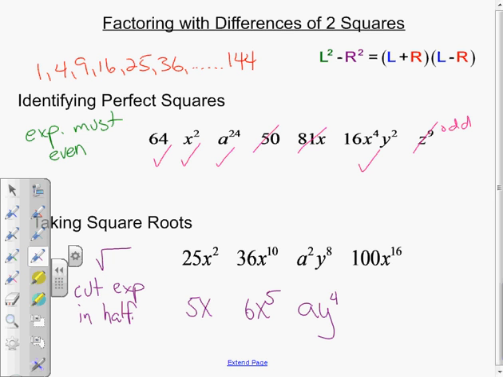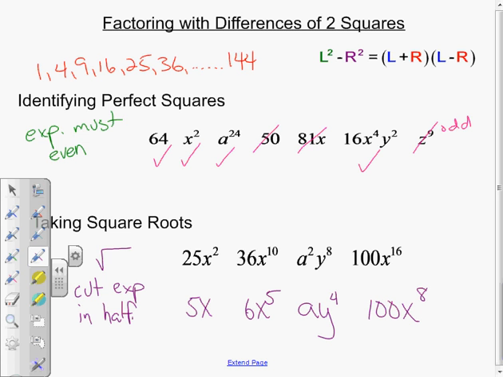Now, for 100x to the 16th, some kids get it wrong and say it's 100x to the 4th because they square root the 16. But again, the rule is to cut the exponent in half, so it's actually equal to 100x to the 8th. So there are some of our prerequisites in terms of identifying perfect squares and taking square roots.